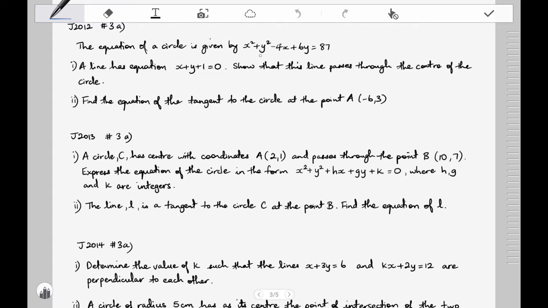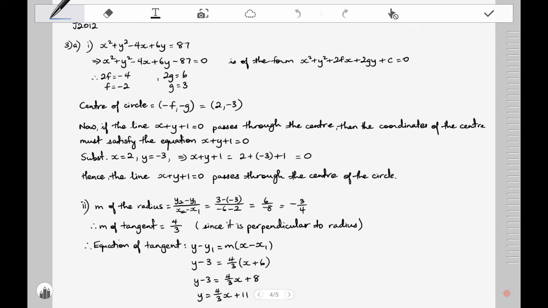Okay, so looking at the equation of the circle, it's in a specific form, and that specific form is x squared plus y squared plus 2fx plus 2gy plus c equals 0. Now notice we need to rearrange the equation so that we have 0 on one side, so we put minus 87 on the left hand side. Just by observation we could see that the values of f would be minus 2 and g equals 3, just by looking at the coefficients of x and y respectively, and then dividing by 2. So directly we could find the center of the circle being (2, minus 3).